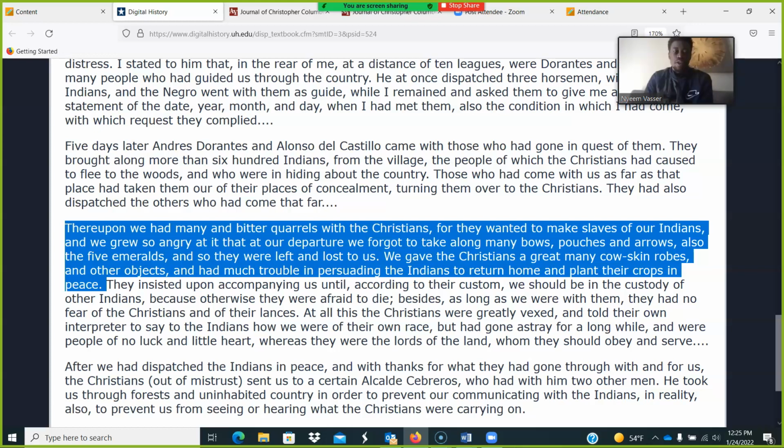Thereupon we had many and bitter quarrels with the Christians, for they wanted to make slaves of our Indians, and we grew so angry at it that in our departure we forgot to take along many bows, pouches, and arrows, also the 5 emeralds, and so they were left and lost to us. We gave the Christians a great many cowskin robes and other objects, and had much trouble in persuading the Indians to return home and plant their crops in peace.